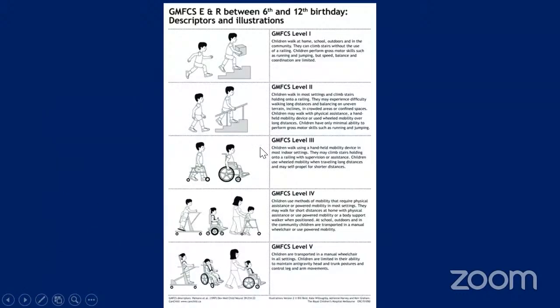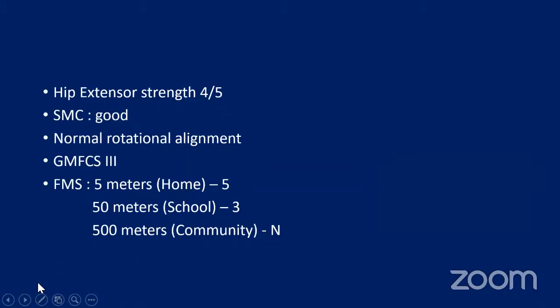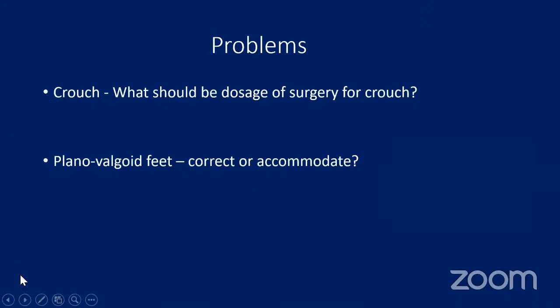So she fell in the GMFCS 3 category, and the functional mobility score at home was 5. For 5 meters we see how the child performs at home, for 50 meters we see how the child performs in school, and for 500 meters we see how well they can walk in the community. Pre-operatively she could not walk in the community, so her score was just 5 and 3. So the problems we had were crouch, and the main question was what would be our dosage of surgery for that, and for the plano-valgoid feet, would we correct it now or would we accommodate it?